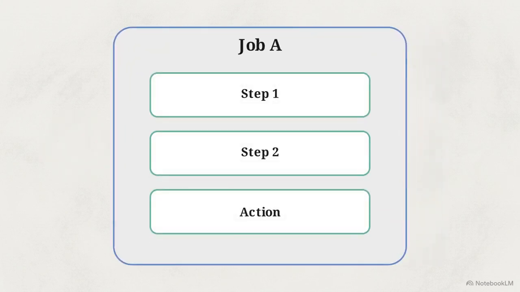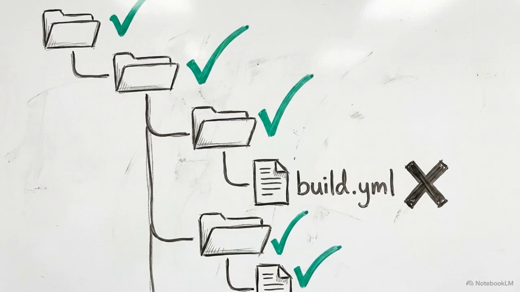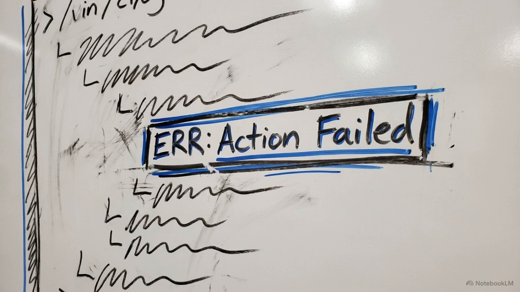Zooming in on a single job, we find the steps and actions. These are sequential, individual tasks, like running a test script. All of these hierarchical elements are represented as actual files inside your repository's workflows directory. Because this architecture is strictly nested, when a build fails, you don't have to guess. You can instantly isolate the exact step inside the exact job that threw the error.